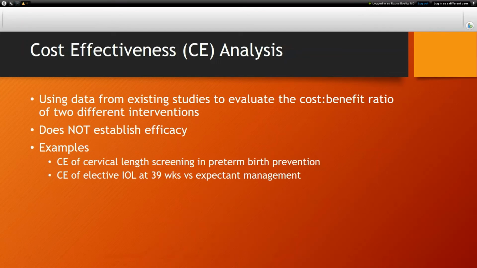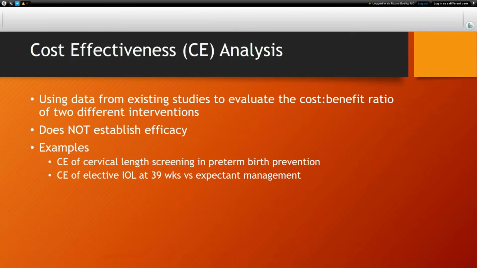So cost-effectiveness analysis is along the lines of a systematic review. It's using existing literature data, and so you're not collecting data. A cost-effectiveness analysis does not establish efficacy. So the goal of a CE analysis is not to establish efficacy, but to evaluate the relative cost of an intervention and the cost or cost savings of the benefit. So for example, cervical length screening and preterm birth prevention: how much does it cost to do 100 ultrasounds to identify 2 short cervix? And then how much is the neonatal cost for those 2 24-week preterm births that you might have prevented? So along those lines.